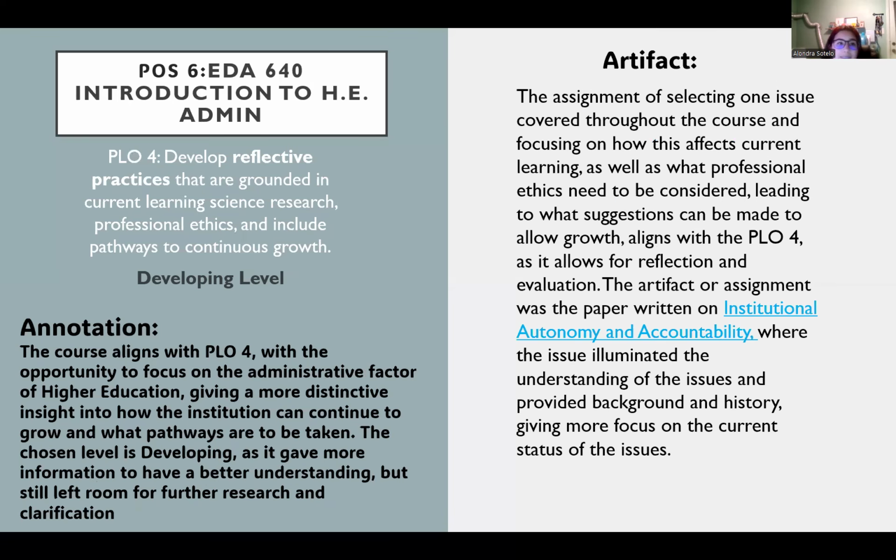EDA 640 or POS 6, this is an introduction to higher education administration. PLO 4, develop reflective practices that are grounded in the current learning science research, professional ethics, and include pathways to continuous growth. I chose this in the developing level. The course aligns with PLO 4 with the opportunity to focus on the administrative factor of higher education, giving a more distinctive insight into how the institution can continue to grow and what pathways are to be taken. The chosen level is developing as it gives more information to have a better understanding, but there's still left room for further research and some clarification.